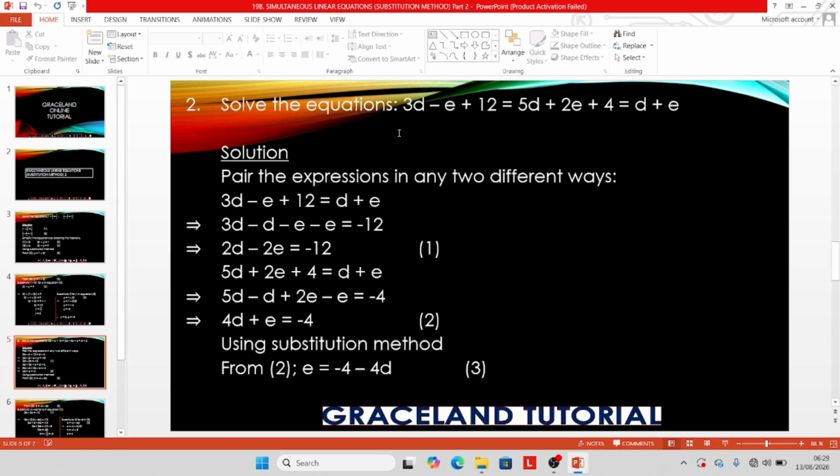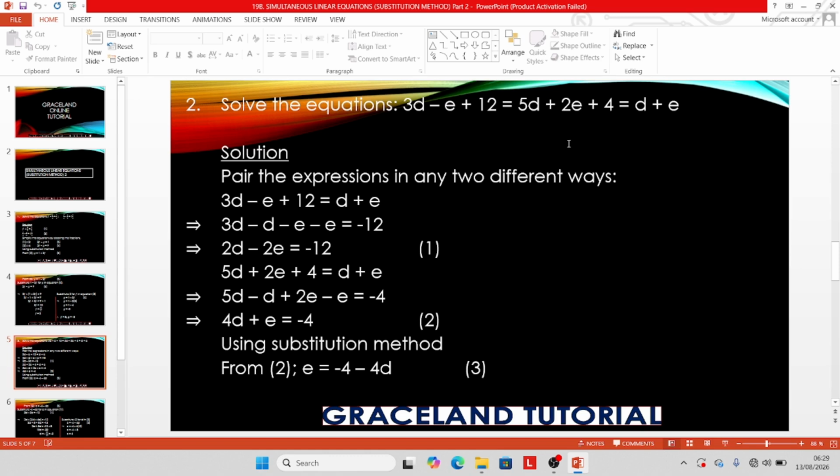Now, let's look at this last question. Solve the equations 3d minus e plus 12 is equal to 5d plus 2e plus 4 is equal to d plus e. Wow, don't be confused. It is very easy to solve.